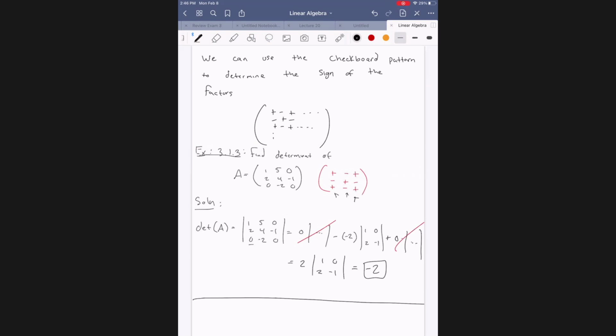So you see the advantage of expanding along a row or column with the most zeros, right? We don't have to care about those two other determinants. So it cuts down on our work. Okay, since we're running out of time, let's start the next example.